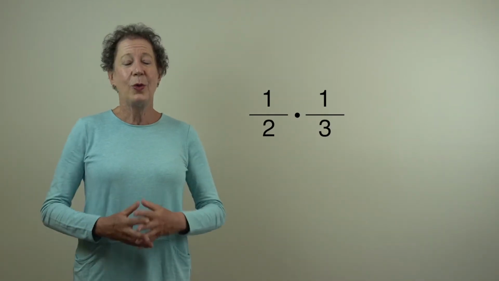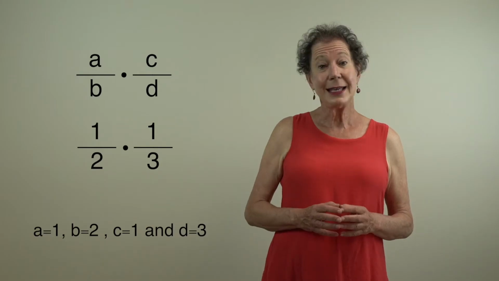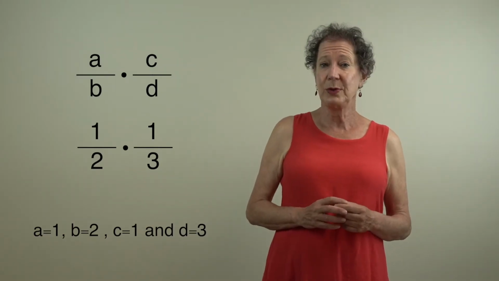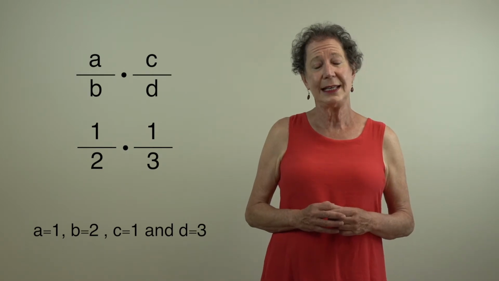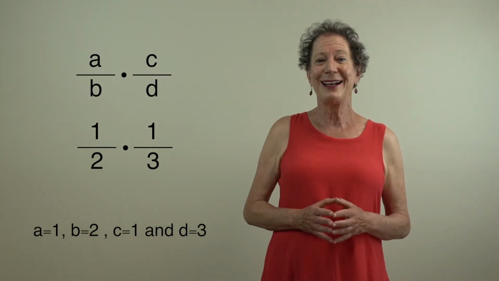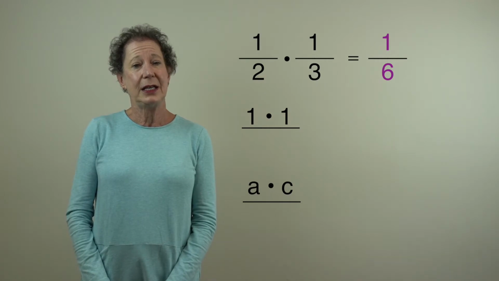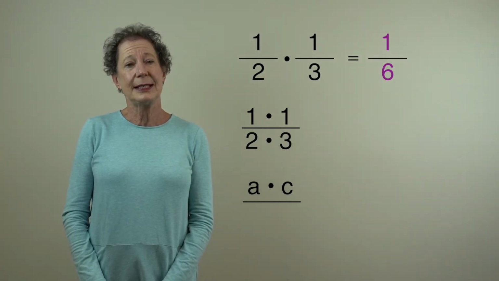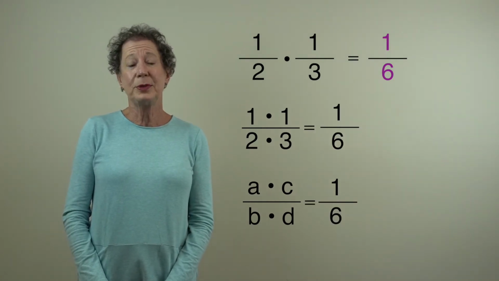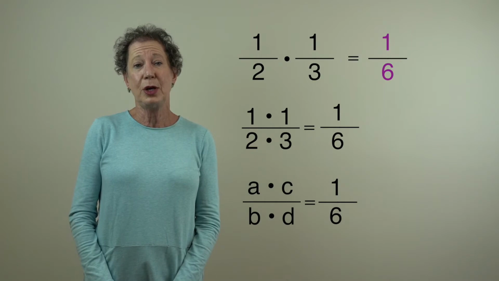Back to our problem, 1/2 times 1/3. I can see that a equals 1, b equals 2, c equals 1, and d equals 3. Hey, I'm doing algebra. To get the answer of 1/6, this does it. 1 times 1, which is a times c, 2 times 3, which is b times d, gives us 6. It's looking like the way to multiply fractions is a times c over b times d. Wow, that's pretty easy. Let's look at another problem to see if this works for it also.